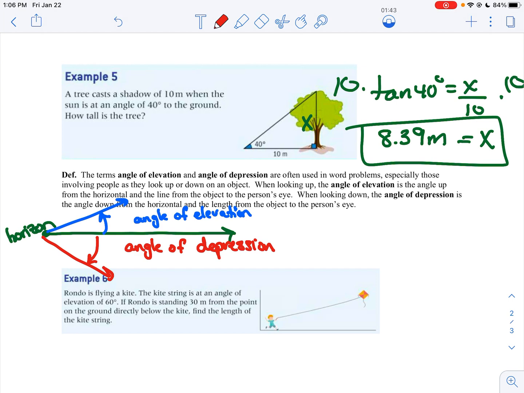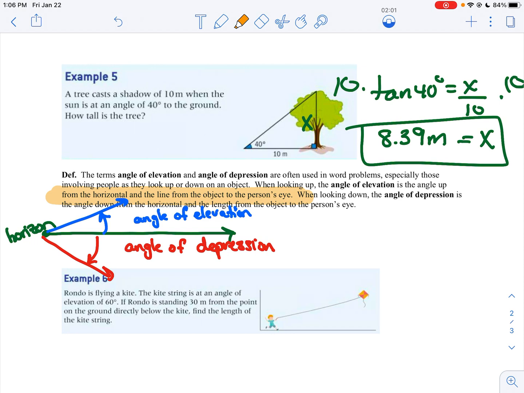The key is it's from a horizontal line, okay? And the line from the object to the person's eye. So it has to be from a horizontal, looking up or looking down.